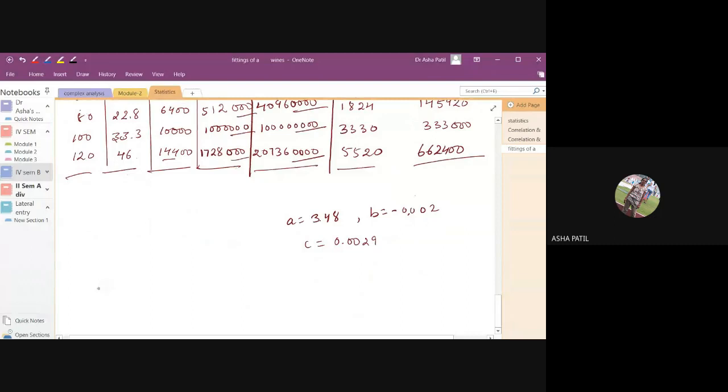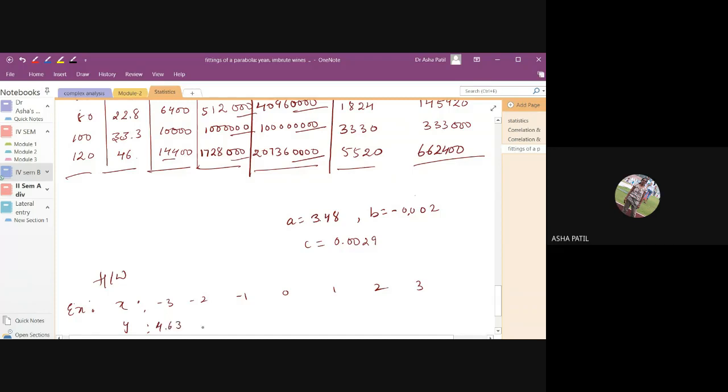I'll just give some homework examples. You can try them. Fit a parabola for the given data here. Take the values of x and y. X values minus 3, minus 2, minus 1, 0, 1, 2, 3. I think this example has been asked in the V2 exam.